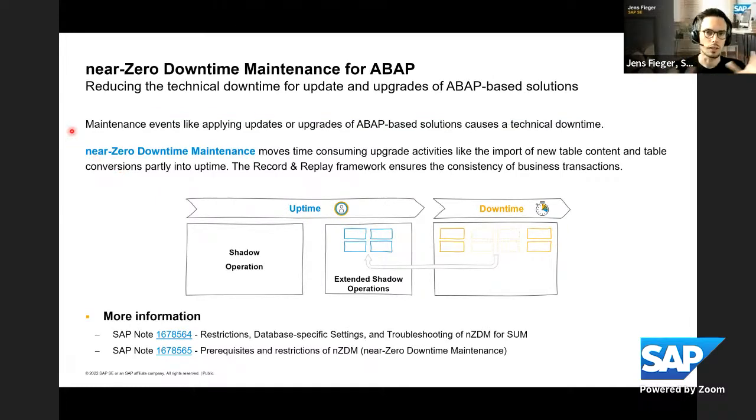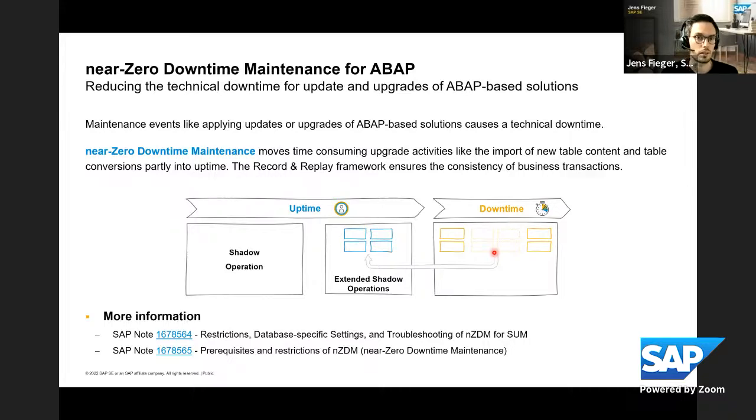So on the next slide, I have some illustration here. You can imagine we have kind of boxes that are influencing the length of the downtime. And as said, mainly the nZDM, near zero downtime maintenance, takes over parts of table content and parts of the conversion. So I explicitly say also parts, because we have to carefully think about what the upgrade is changing in terms of which tables are touched.